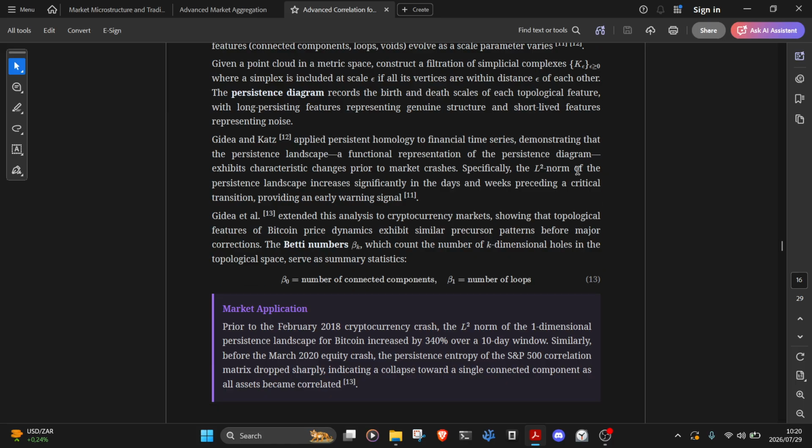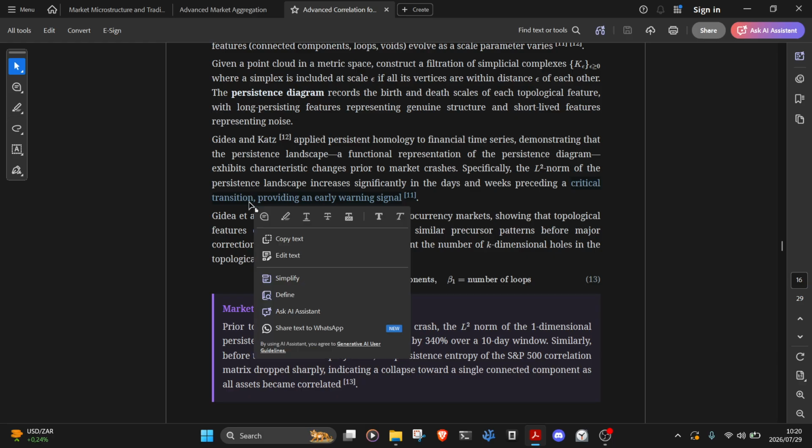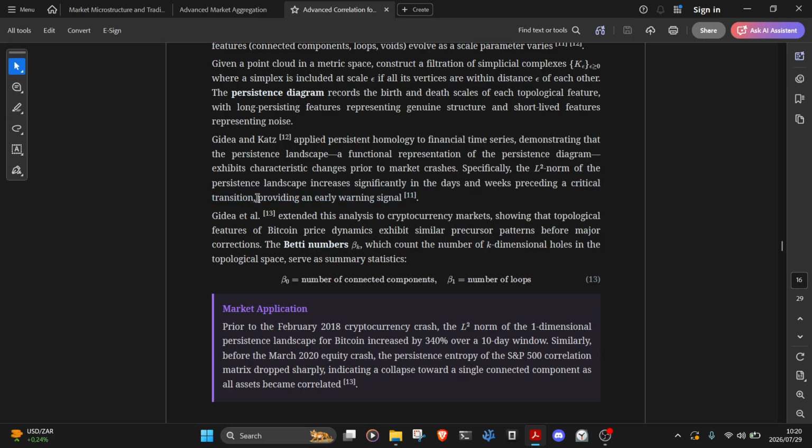Specifically, the L2 norm of the persistent landscape increases significantly in the days and weeks preceding a critical transition, providing an early warning signal, right? Because when you look at the topology, the shape of the market, you're not really concerned about what the volatility is, what the price is, what the order book says, what the news say.